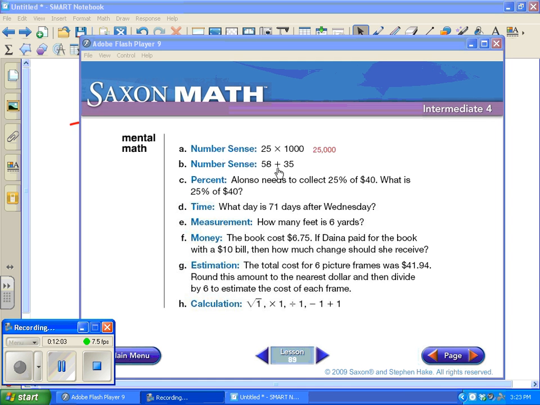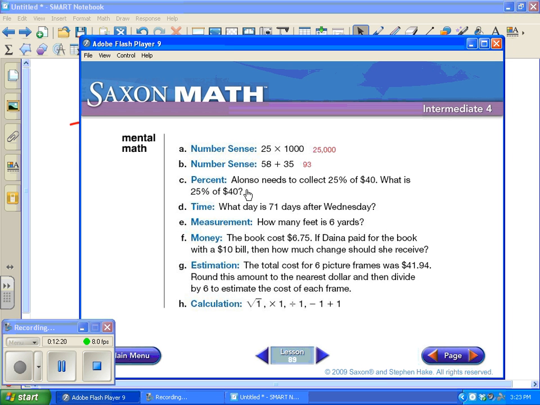Okay, for 58 plus 35, I'm going to do the little borrowing trick. I know 58 needs 2 more to become 60. So if I borrow 2 from that 35, it really becomes a 33. So we have an easier problem now. We have 60 plus 33, 93.